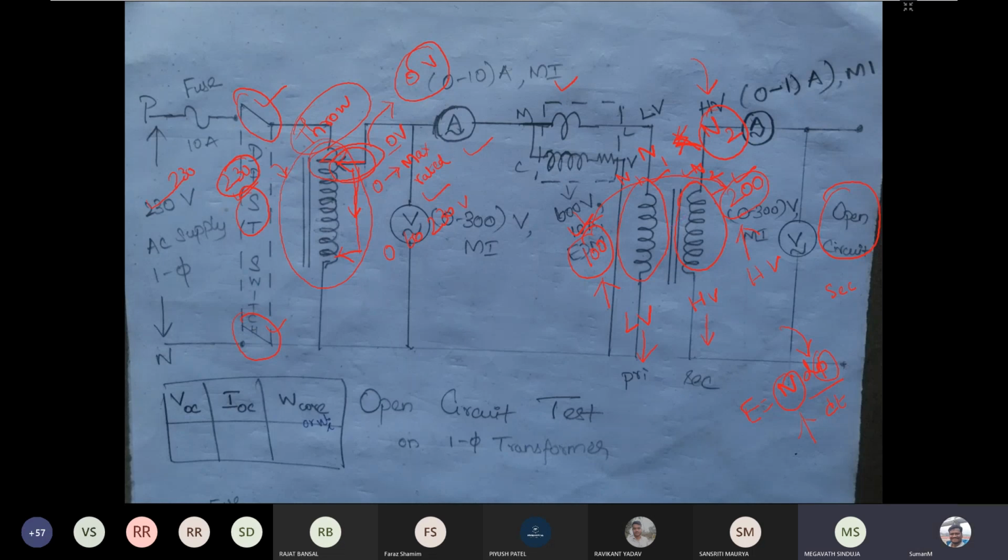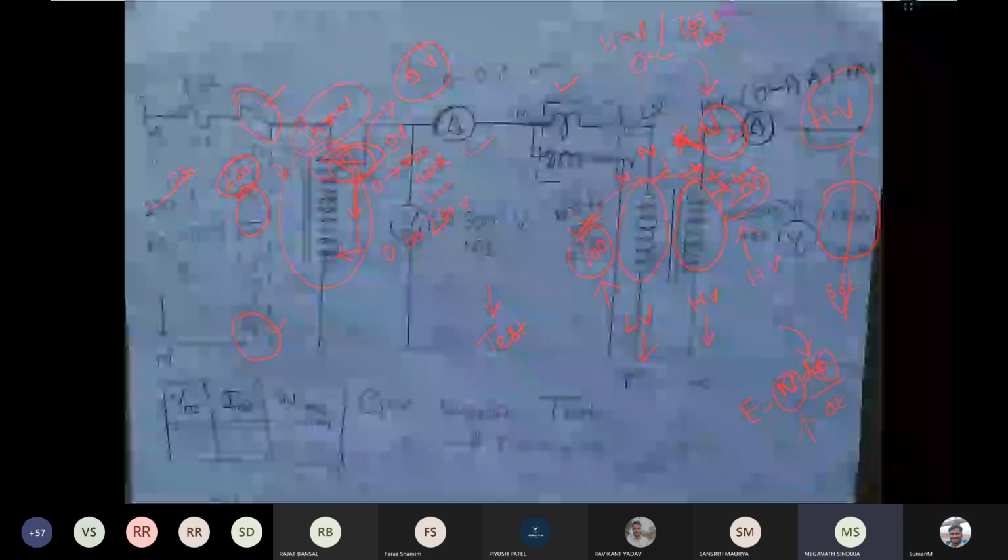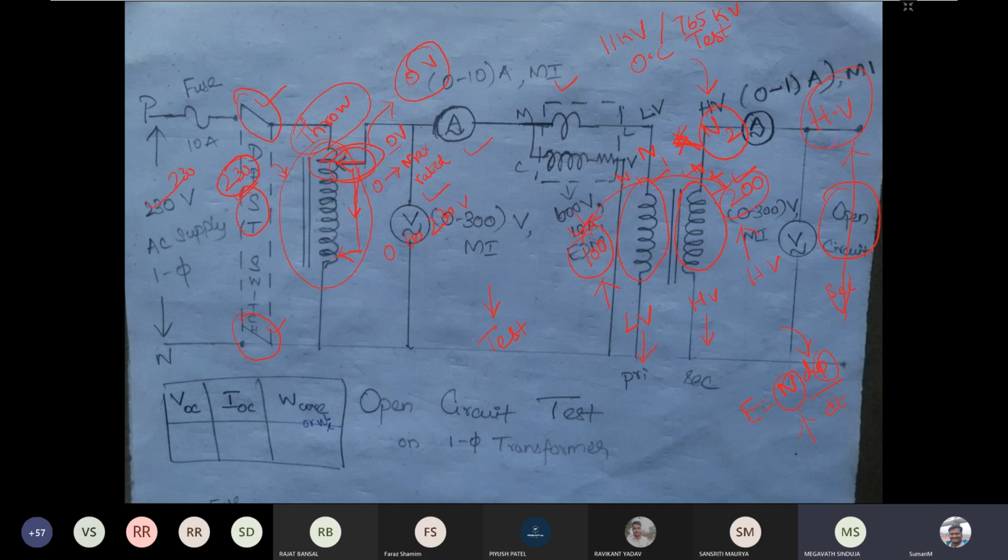The one with fewer turns is considered the low voltage winding. So in the open circuit test of a transformer, we are going to open circuit the high voltage winding. Why? Suppose you want to test a transformer that is 11 kilovolt by 765 kilovolt. For the open circuit test, it is sufficient for you to have only 11 kilovolt.